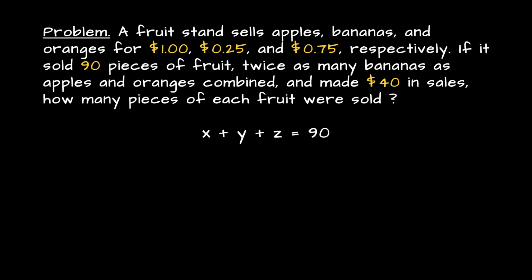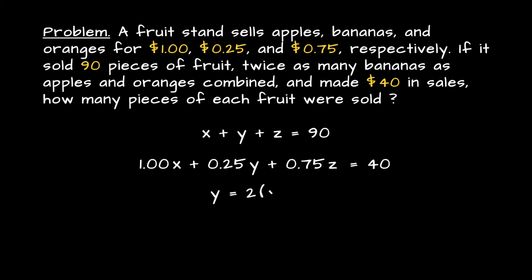How much money was made? Well, it was $1 per apple plus 25 cents per banana plus 75 cents per orange. And we're told that sales totaled $40. Finally, we're also told that the number of bananas sold was double the number of apples and oranges combined. So y is equal to 2 times (x plus z).